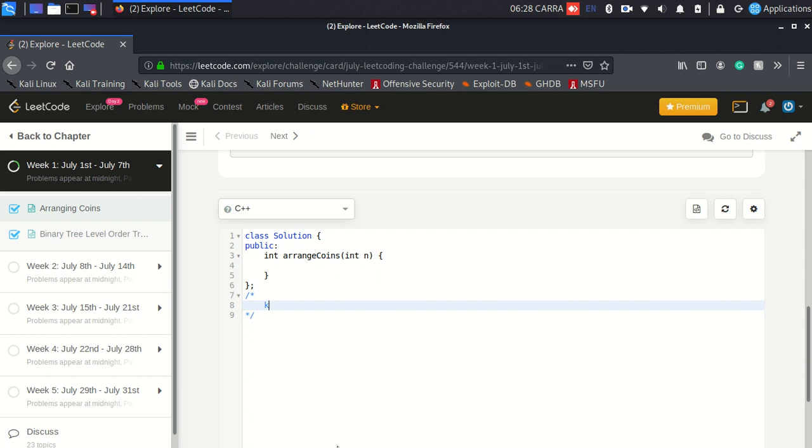Makes sense? So k into k plus 1 by 2, because this is nothing but the sum of the first k natural numbers. The first row has 1 coin, then the second row has 2, then the third row has 3, then it would go on to 4, 5, 6, 7. So the sum of all these coins should be less than or equal to n. N is the total number of coins, and the maximum integer value of k which satisfies this equation would be my answer.